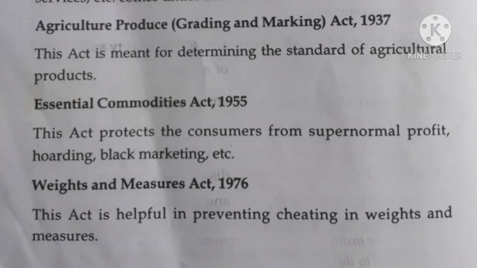This act is meant for determining the standard of agricultural products. Third one, Essential Commodities Act 1955. This act protects the consumers from supernormal profit, hoarding, black marketing, etc. Next, Weights and Measures Act 1976. This act is helpful in preventing cheating in weights and measures.